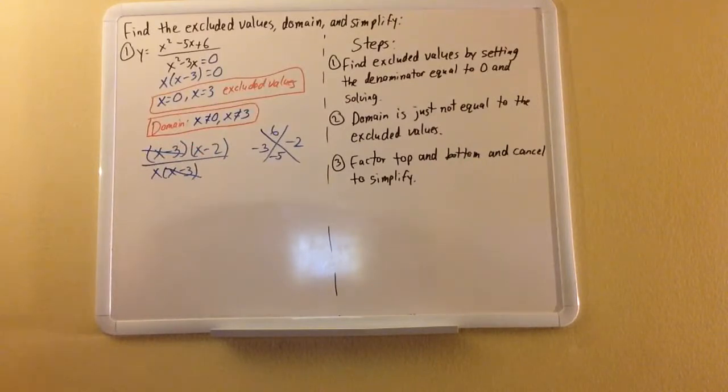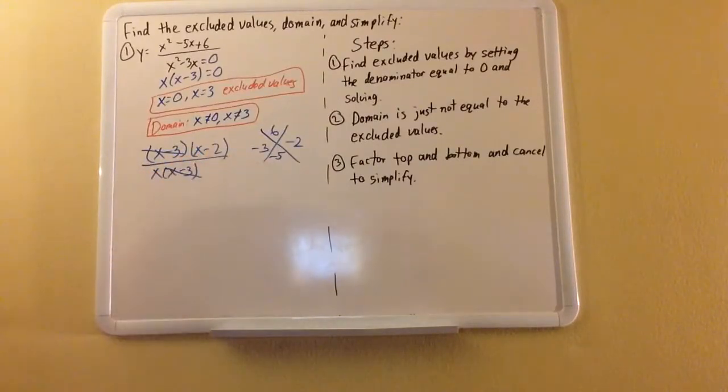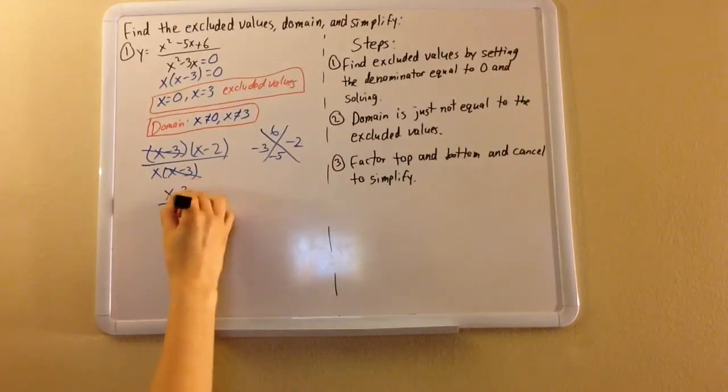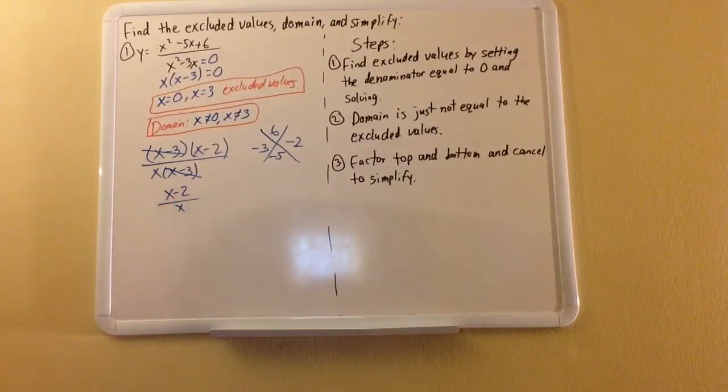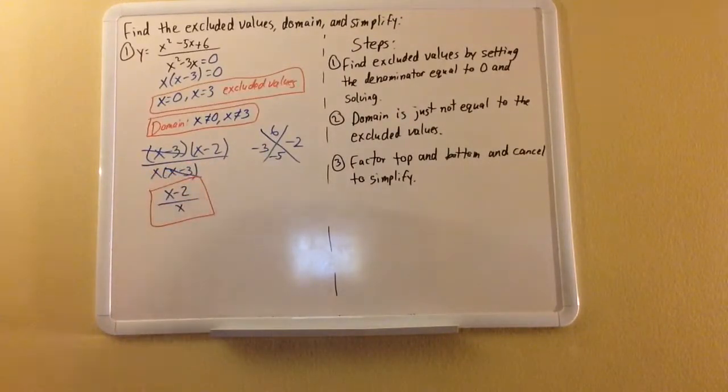I cannot cancel the x's. That's a very common mistake that people make. So don't cancel out these x's because this is x minus 2 in total. You can only cancel stuff out where it's exactly the same. So x minus 3 and x minus 3, those are exactly the same. That's why we can cancel them out. So in total, my answer is going to be x minus 2 over x. And this is really my final answer.